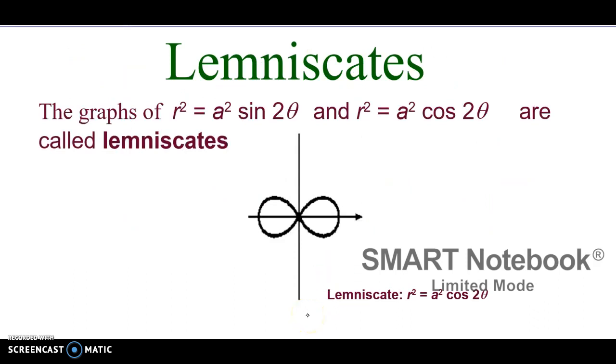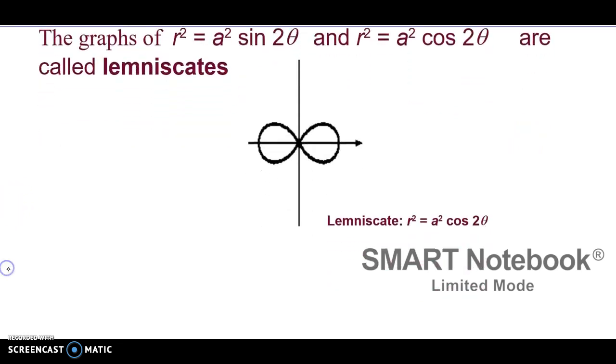Last special polar graph. Lemniscates. I don't know, whatever you want to call it. The L one. Okay, I guess that was not funny. But this special graph here, it's the graph of r squared equals a squared sine of 2 theta and r squared equals a squared cosine of 2 theta. These are the lemniscate graphs. Now, here's an example.